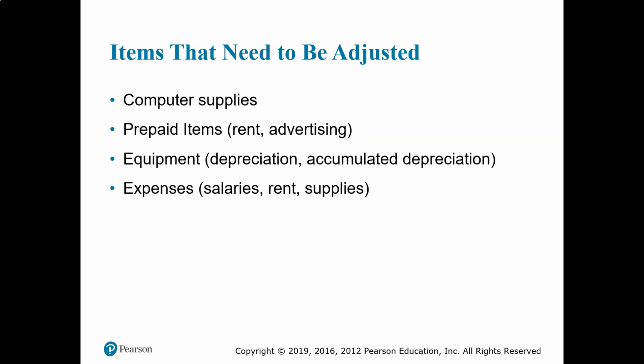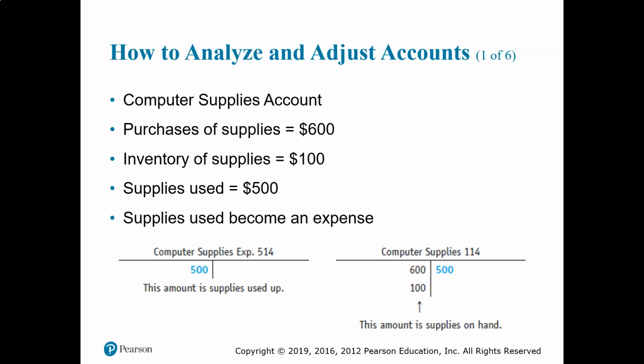Okay, so the items that need to be adjusted are computer supplies, prepaid items like rent and advertising, equipment, so depreciation, accumulated depreciation, and expenses, so salaries, rent, and supplies. So how do we analyze and adjust the accounts? The first one we're going to do is supplies, so the computer supplies account. Purchase of supplies, $600.